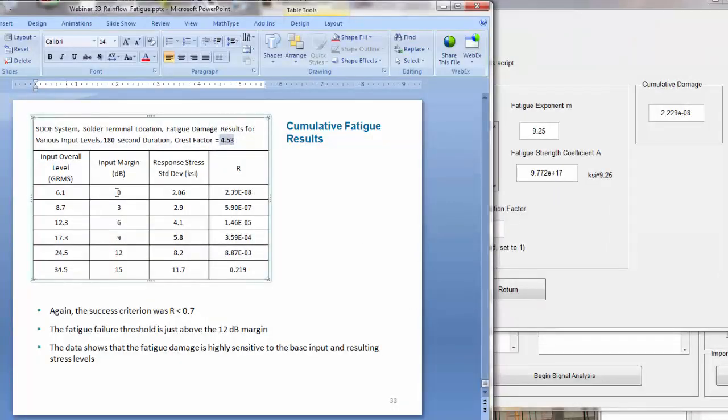So then I went through and said, what if we raised our input level by 3 dB increments? Here you see the GRMS value increasing. Here you see the margin, the 3 dB margin, then 6 dB, and so on. And the stress values are going to go up by the corresponding margins. So we don't need to go through and do all those calculations again. We can just simply do some scaling here. Everything is going to be assumed to be linear. So you can see the stress values going up.